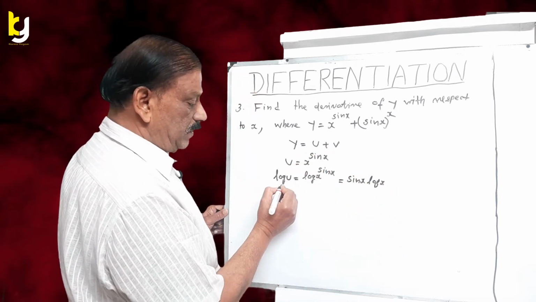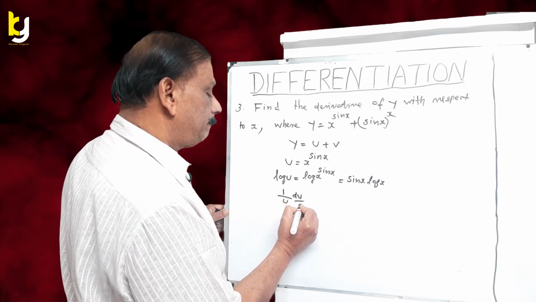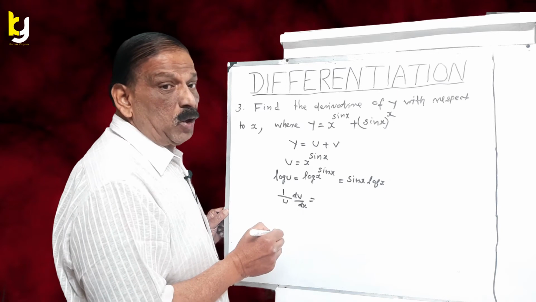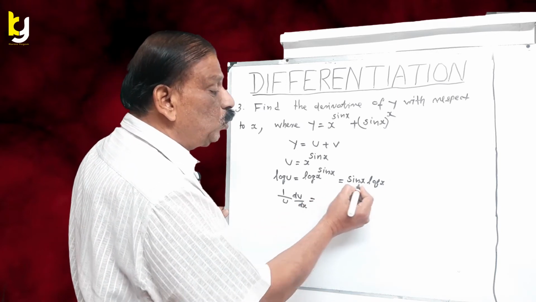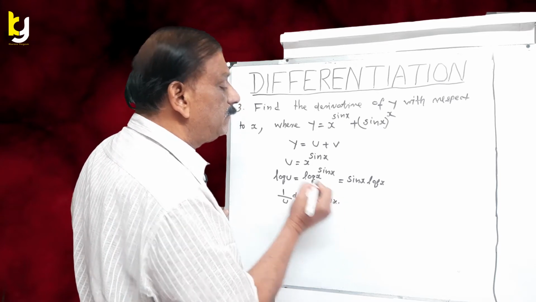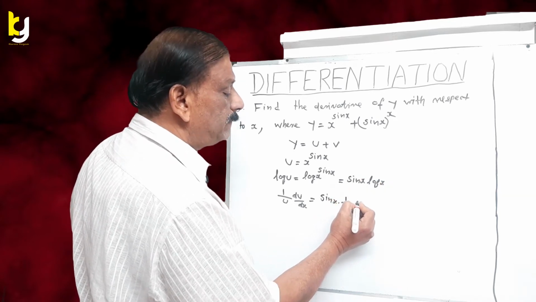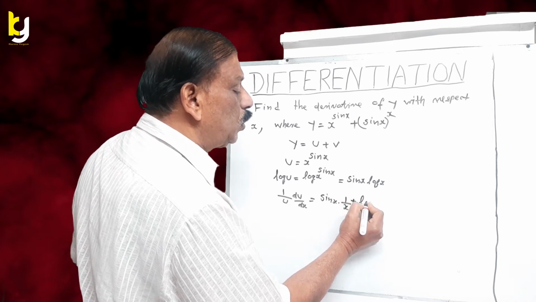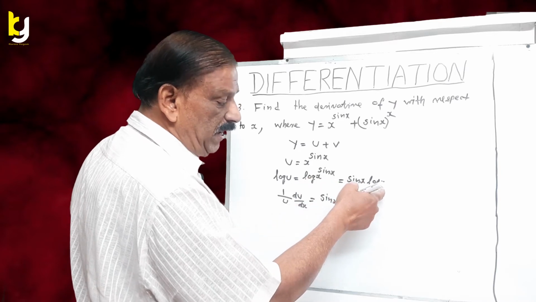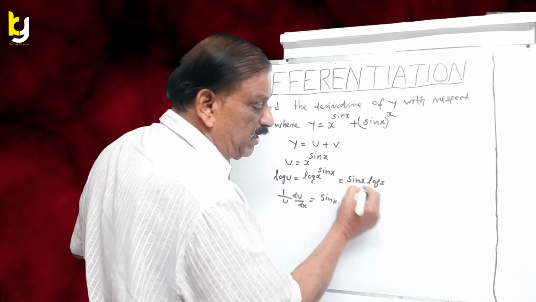Then differentiate. 1 by u du by dx equal, this is in the form of uv, that is product rule. That is u into dv by dx, that is sin x into d by dx of log x, that is 1 by x, plus v into du by dx, that is log x into d by dx of sin x, that is cos x.